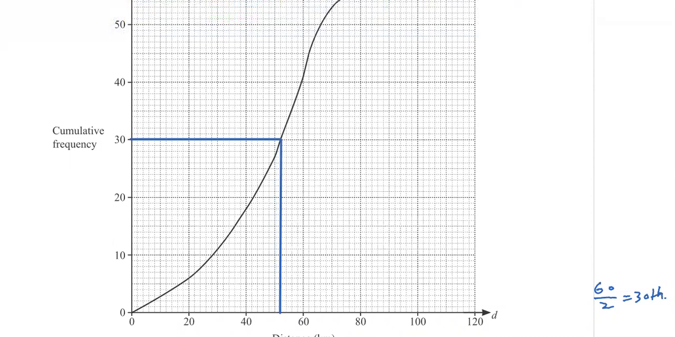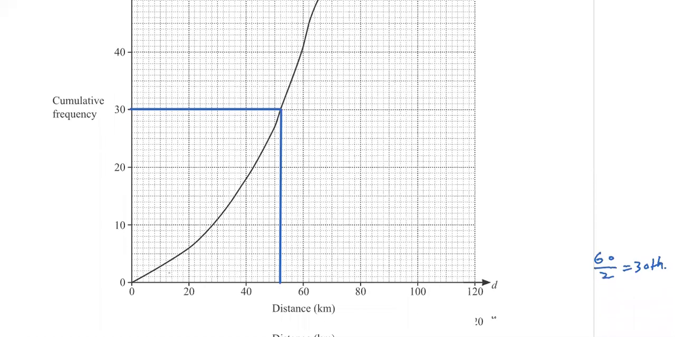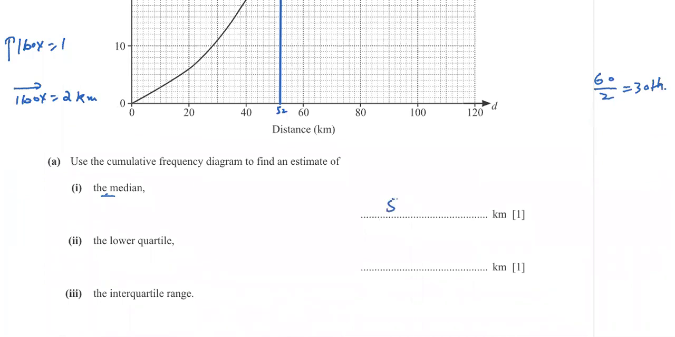Now what is this value? For that you need to look at the scale of the given graph. Horizontally, from 0 till 20, there are 10 boxes, so each box is equal to 2 kilometers. In the same way, vertically between 0 and 10 there are 10 boxes, so each box is equal to 1. On that basis, this is 50 and 52, so this one is 52 kilometers. So I can say the median is 52 kilometers.